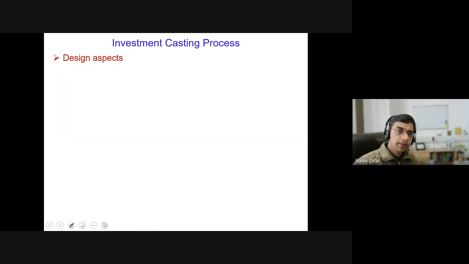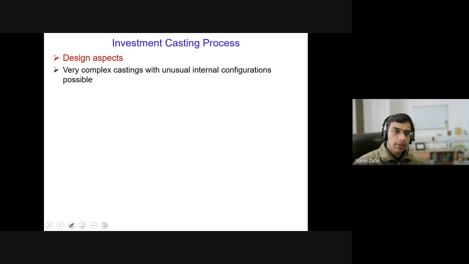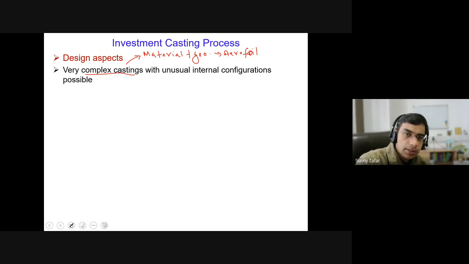And what are the design aspects to be taken care of in case of investment casting? Investment casting is a very suitable process for complex castings. We are already dealing with complex castings in terms of material plus geometry, because the geometry is aerofoil shaped. Plus, we are also taking care of tolerances and surface roughness. So, the investment casting process can produce castings with unusual internal configurations. Okay, so we can manage this.